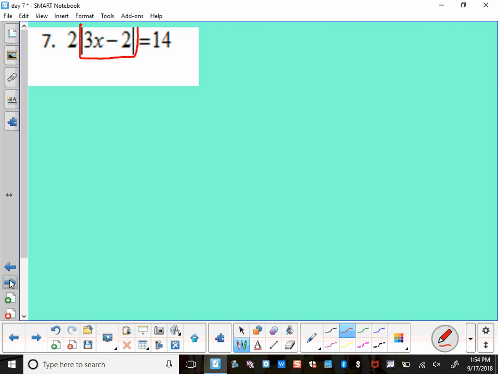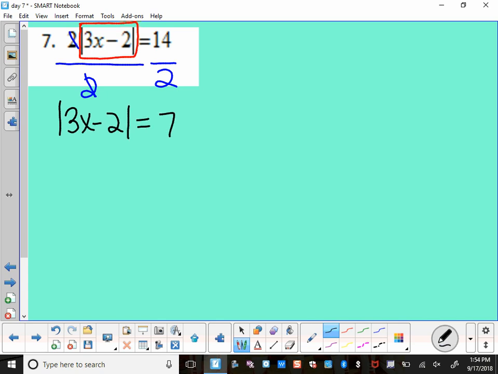Alright, here's my absolute value. It is not by itself. Who's stuck beside it? 2. That 2 is being multiplied, so how does it need to go away? Divide. Okay, so I cancel out my 2's. I have 3x minus 2 is equal to 7. Now absolute value is by itself, so I can keep going.